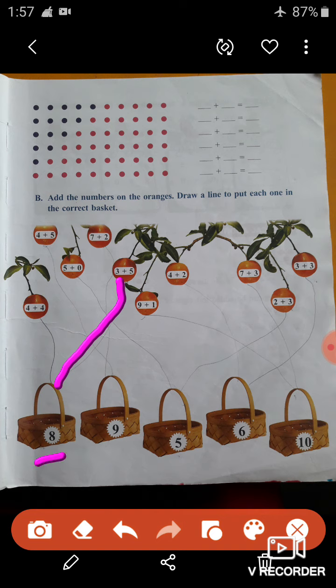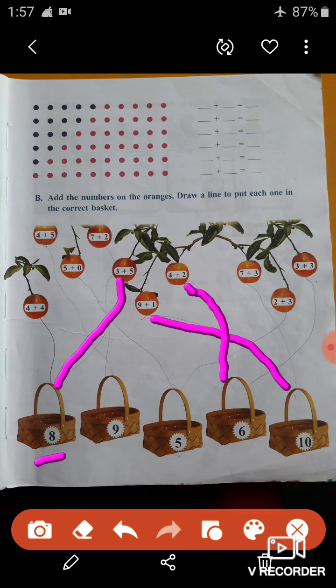Now the next one, 9 plus 1. So 9 plus 1 equals 10. So we have to draw a line from here to here. The next one, 4 plus 2. So 4 plus 2 equals 6. We have to draw a line here.